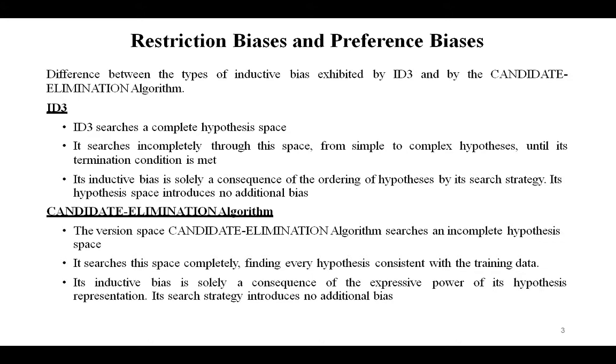If you look at the differences, ID3 searches a complete hypothesis space, and it searches incompletely through this space, from simple to complex hypotheses, until its termination condition is met. Its inductive bias is completely a consequence of the ordering of the hypotheses by its search strategy, and its hypothesis space introduces no additional bias. So we cannot expect any additional bias from the hypothesis space of ID3.